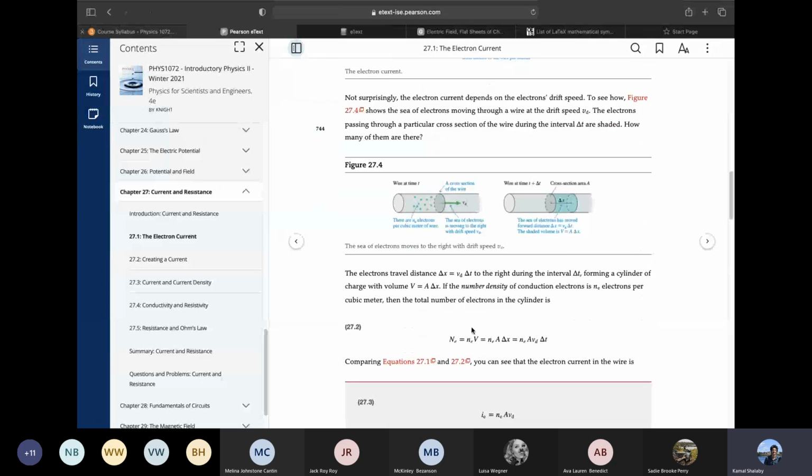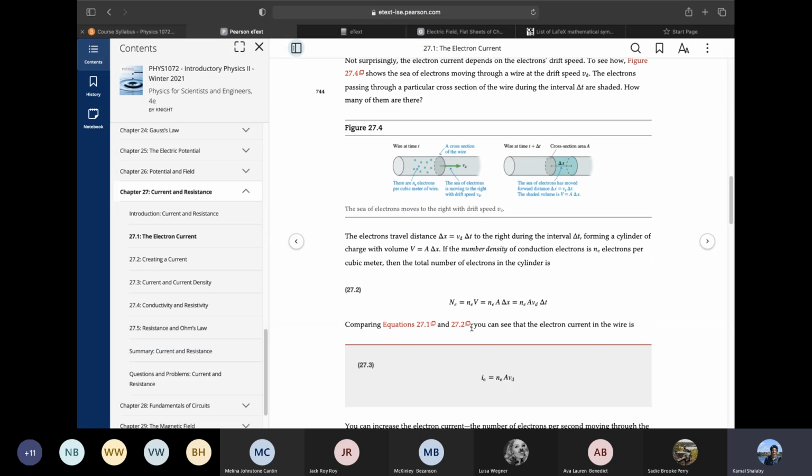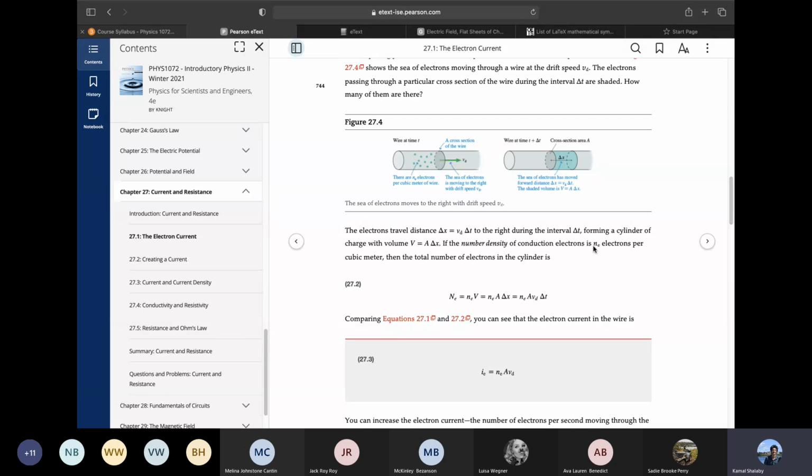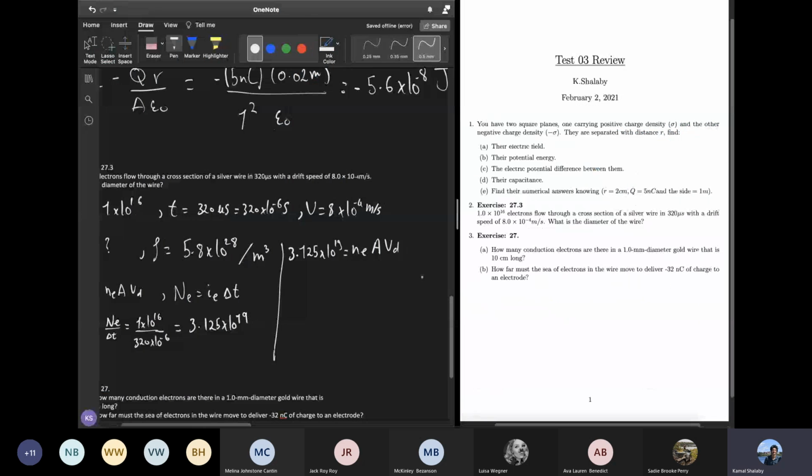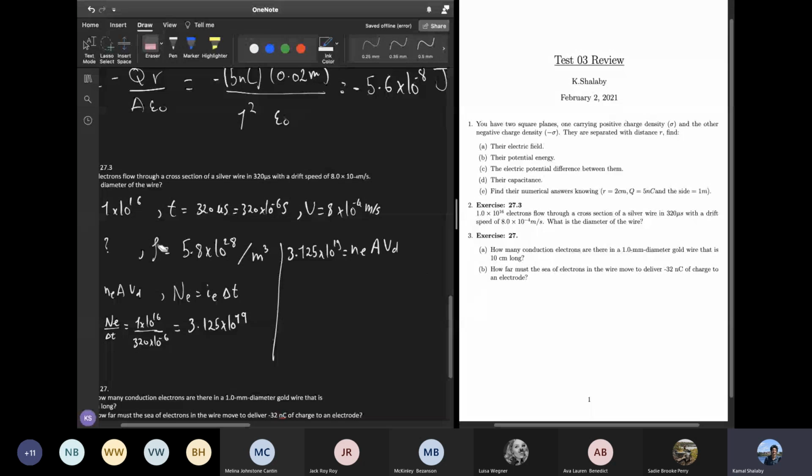The small NE is the number of electrons per cubic meter. That really sounds a lot like density, I would say. So that then means this is the small NE. Okay, so we just need to find the area, and with the area we can find the diameter because it would be a circle. So let me actually draw what the thing will look like.